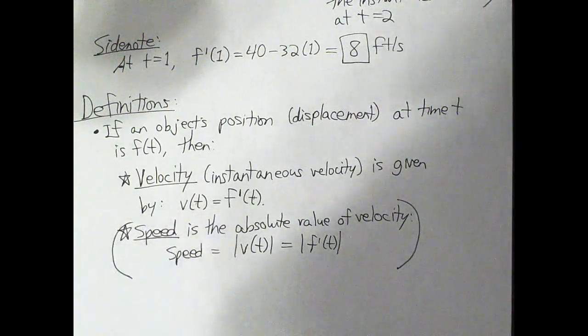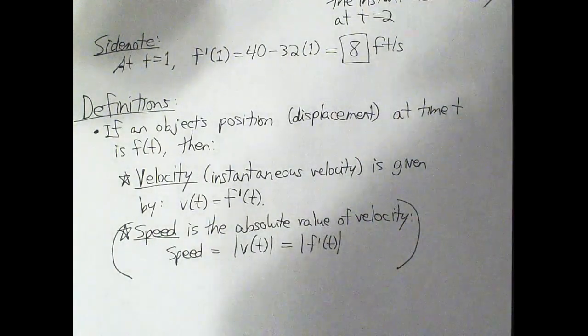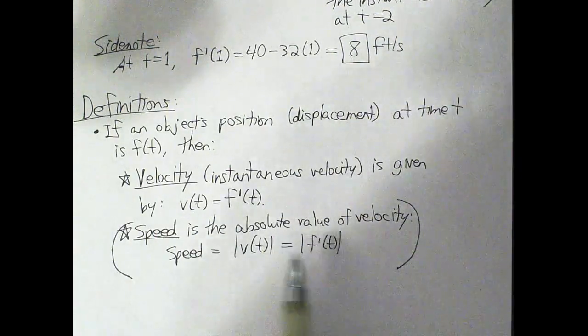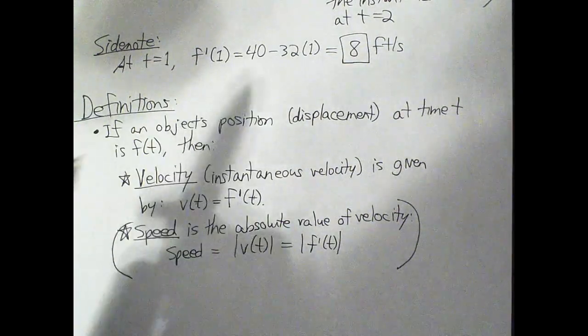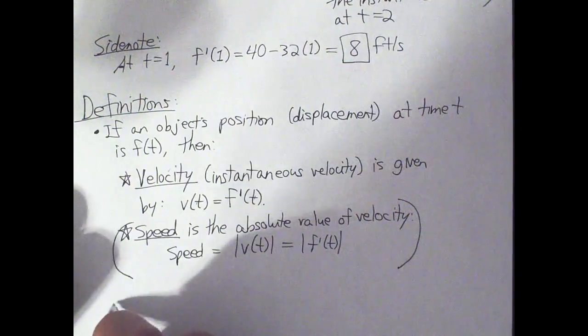Speed is something that's commonly used in real life when you're driving or flying or whatever. And it's not really concerned with direction. It just wants to know the number. And it just uses absolute value to turn the negative ones into positive ones. Okay. We are going to focus more on velocity. That's why I put speed in parentheses.